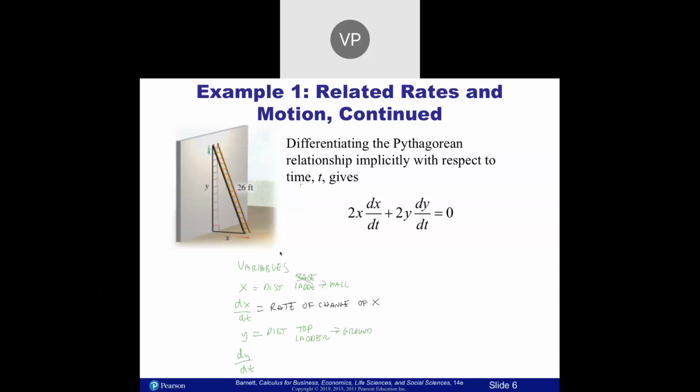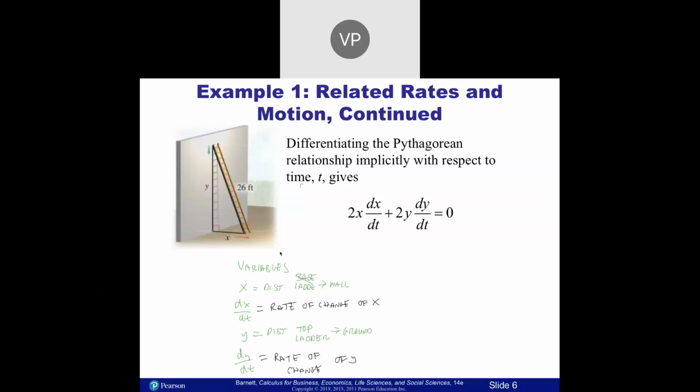And in this case, it's the rate of change of x. How fast is x changing? How fast is the bottom of the ladder going away from the wall? That's dx dt. dy dt is the rate of change of y. So when you hear dy dt, it's saying how fast is the top of the ladder falling down the wall? How fast is that distance y changing? That's what these 4 letters represent.